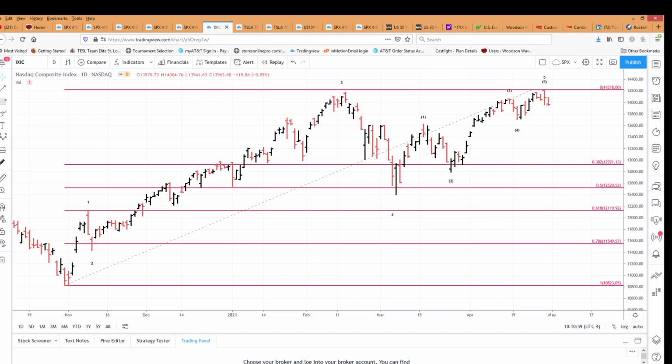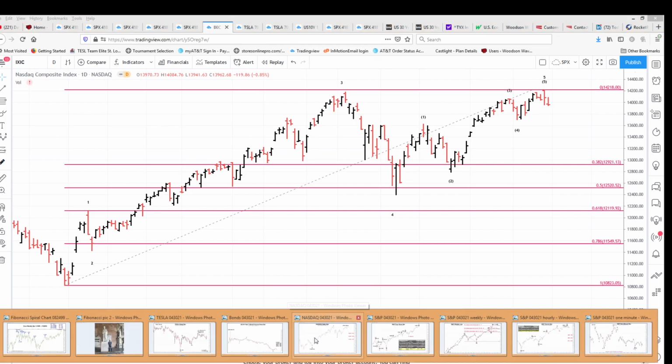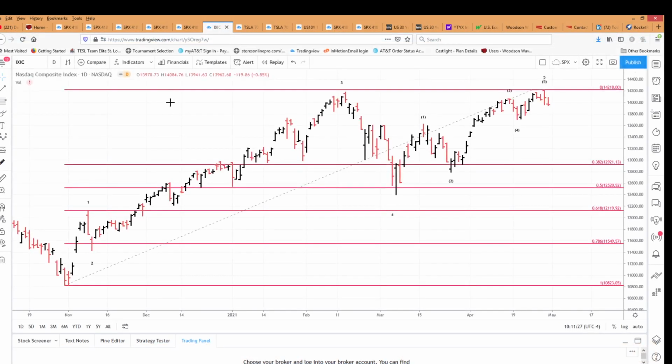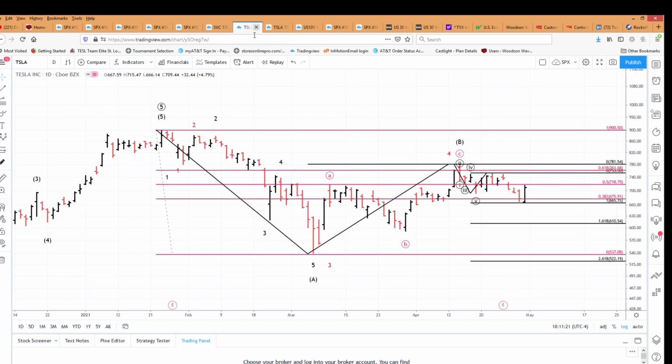Let's see if I got that also. I don't know if I had that broken down. Bonds, NASDAQ. Here we go. Yeah, this is probably more accurate there, but there's that 429 high. There's a 1, 2, 3, 4, 5 of minor degree from the intermediate degree wave 4 low, which would make that a 5 up here. Retracement targets are, as you can see, 12,923, 12,522, and 12,121. Okay, let's move over to Tesla.